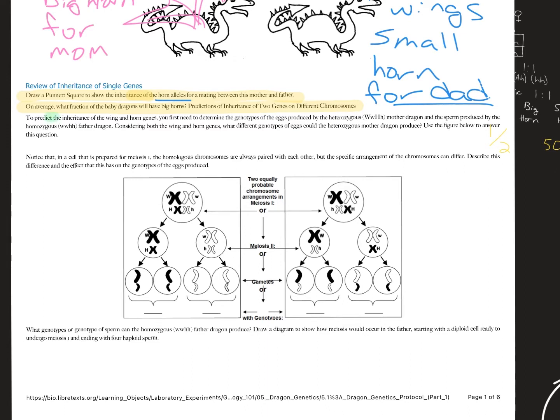To predict the inheritance of the wing and horn genes, you first need to determine the genotypes of the eggs produced by the heterozygous mother dragon and the sperm produced by the homozygous father dragon. Considering both of the wing and horn genes, what different genotypes of eggs could the heterozygous mother dragon produce? Use the figures below to answer this question.